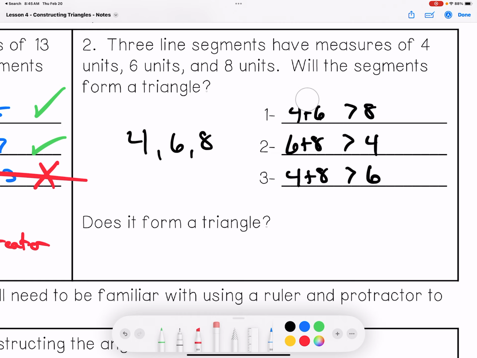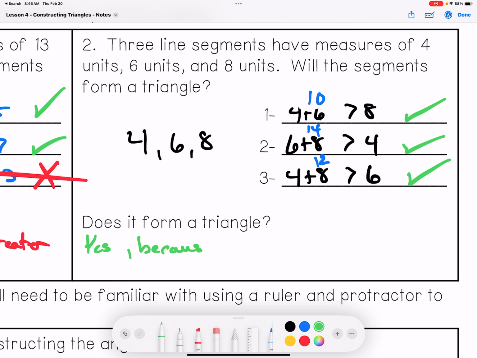4 plus 6 is 10. Is 10 greater than 8? Check. 6 plus 8 is 14. Is 14 greater than 4? Check. And 8 plus 4 is 12. Is 12 greater than 6? Check. So what is the answer? Does it form a triangle? Yes.